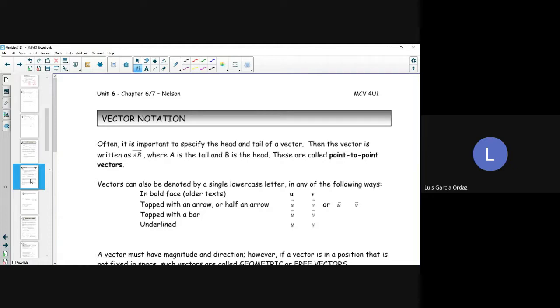So vector notation. So often it is important to specify the head and the tail of a vector. Then the vector is written as vector AB, where A is the tail and B is the head, okay, which is the end part of the vector. These are called point-to-point vectors. So vectors can also be denoted by a single lowercase letter in any of the following ways. So in boldface or older text, which is U and V, you can have it topped with an arrow or half arrow, topped with a bar or underlined. This is what we will probably use, is the one with the arrow on the top.